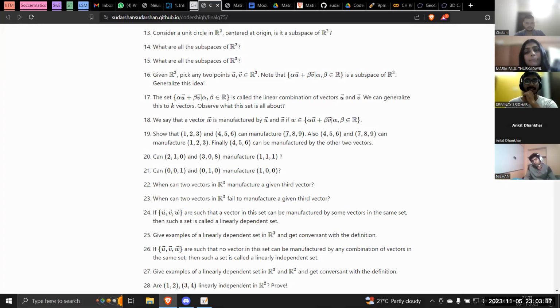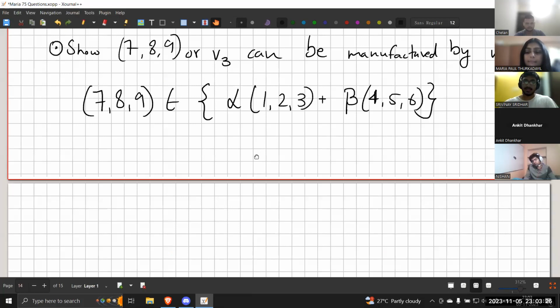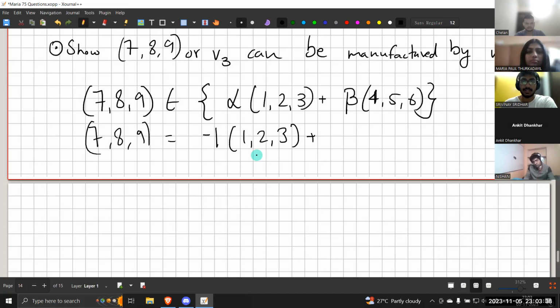So we saw that we can manufacture 7, 8, 9 using 1, 2, 3, and 4, 5, 6, right? So we were able to represent it as 7, 8, 9 is equal to -1 times 1, 2, 3 plus 2 times 4, 5, 6, right? We saw this in GeoGebra.